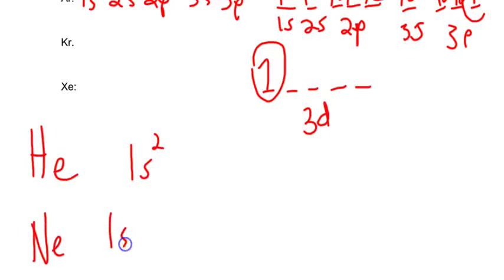Neon is 1s2, 2s2, 2p6. If we want neon to, let's say, bond with fluorine, is it possible? The answer is no. Why not? There is no empty 2d orbital for the electrons to jump up to and free up and bond. So that's why helium and neon to this day have never been made to react with something else. There is no room for them to react. There are no empty orbitals to use to make them react.